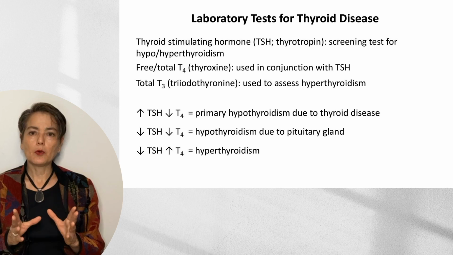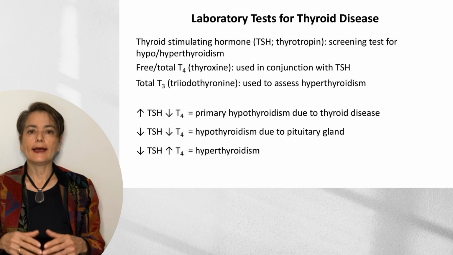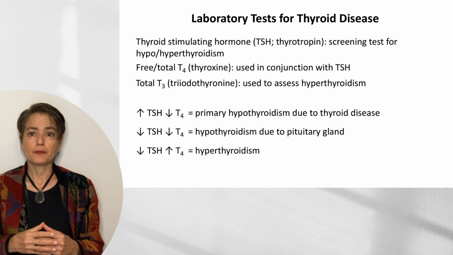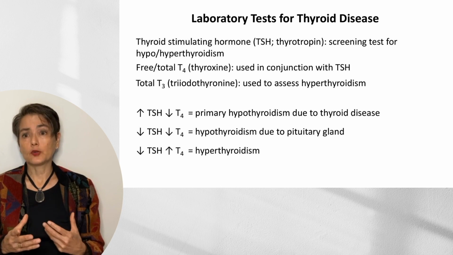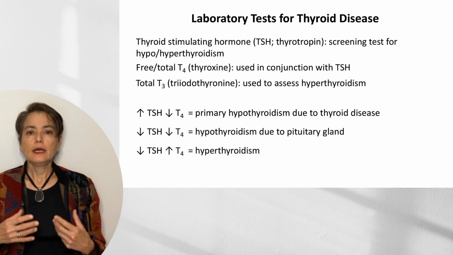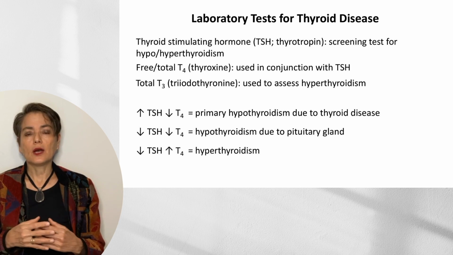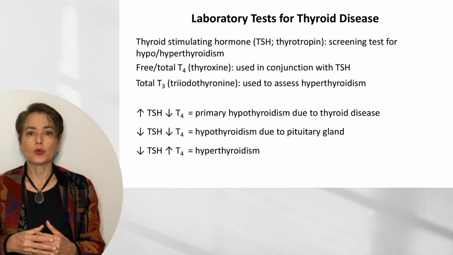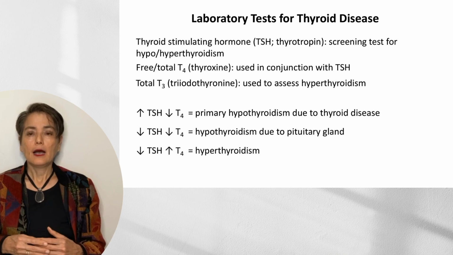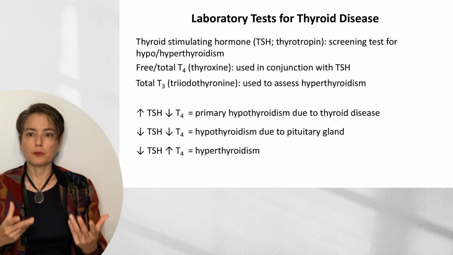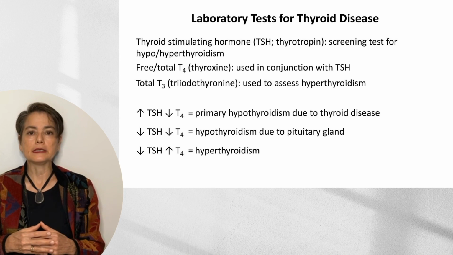Okay, so how do we assess a patient when we are considering the possibility of thyroid disease? Your number one first test you're going to look at is thyroid stimulating hormone, so TSH, also known as thyrotropin. So we will use this as a screening test for both hypo and hyperthyroidism. Now, the next test that you'll consider if your TSH is abnormal is looking at free and total T4, thyroxine. These two tests are used together to try to understand whether it's a primary or a secondary thyroid disease.